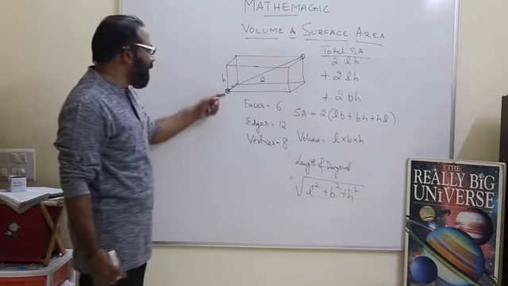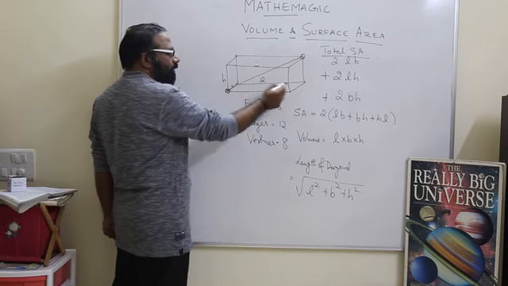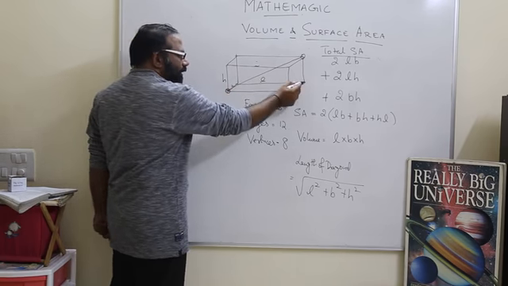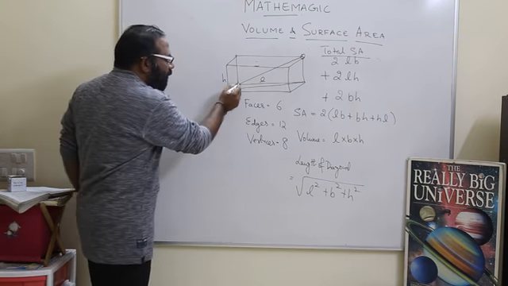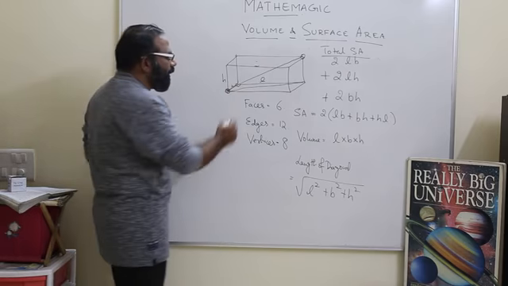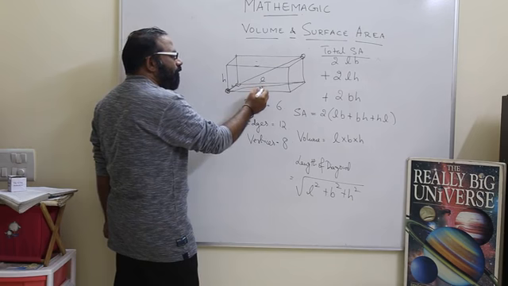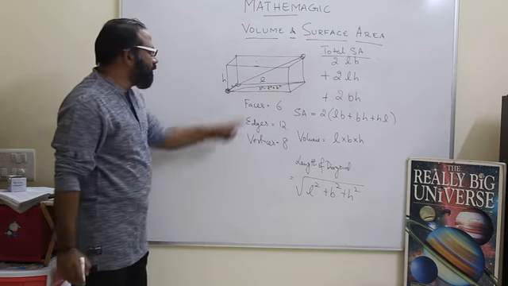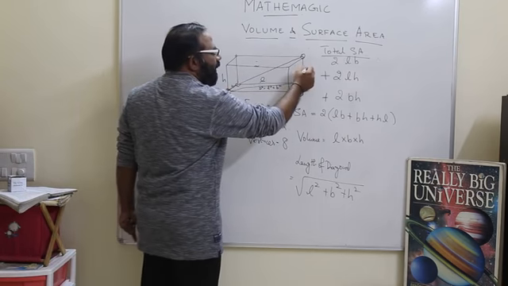You might be wondering how that is done. Suppose I take length and breadth. What would be the diagonal of the base if I have to draw one? Again, all of these are 90 degrees, so this diagonal squared would be equal to L squared plus B squared. And what is this? This is the height.